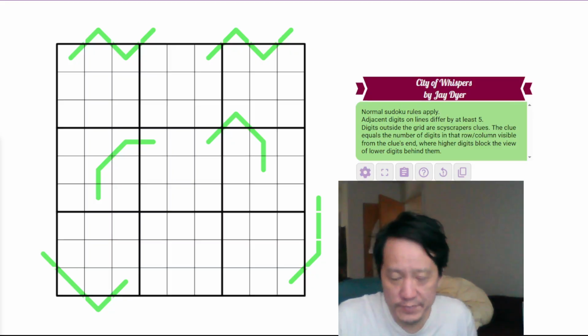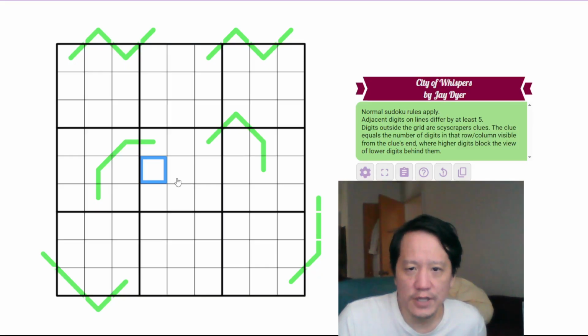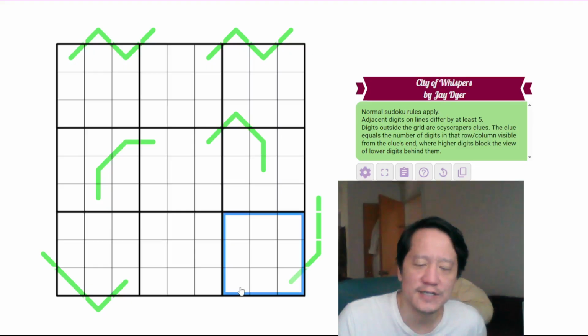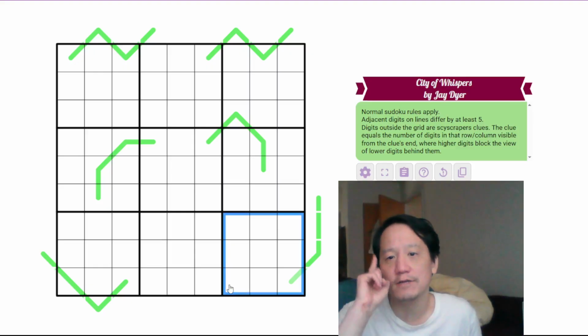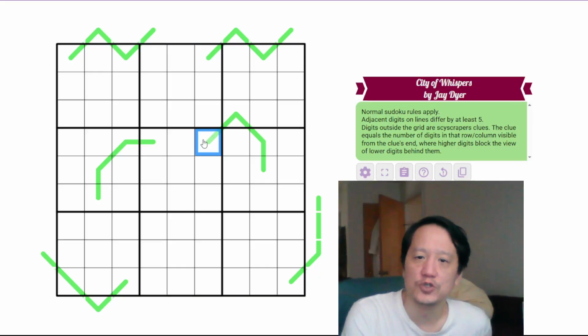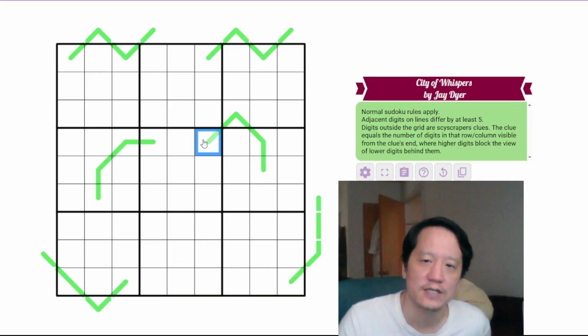And here are the rules. Normal Sudoku rules apply, which means in every cell in the grid, place a single digit such that every row, column, and designated 9-cell region contains the digits 1 through 9 exactly once each. Adjacent digits on lines differ by at least 5. People know this usually as German whisper lines. I call them whisper 5 lines because a setter came up with that designation, and I thought it made sense because it's very easily extendable.